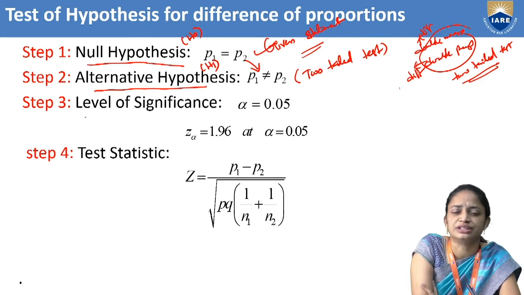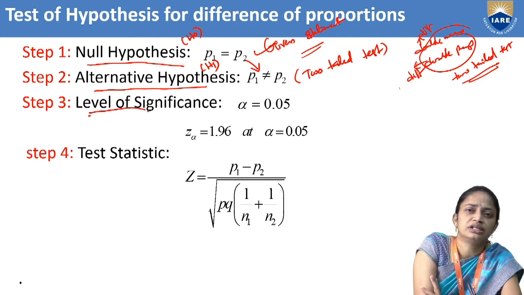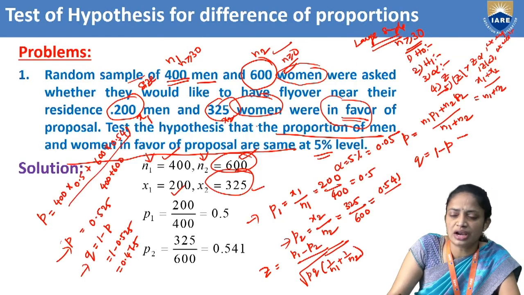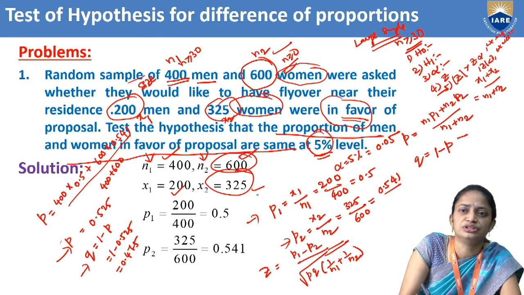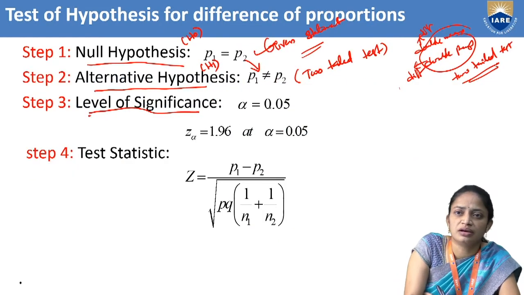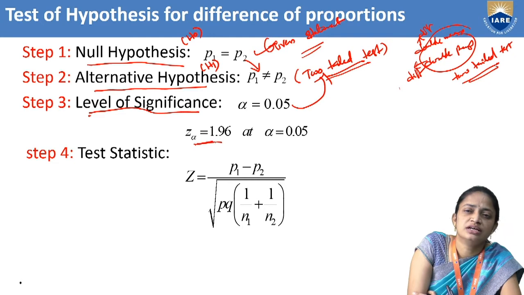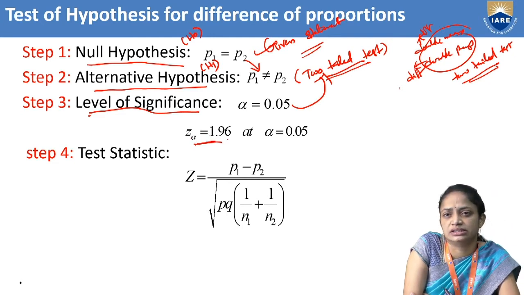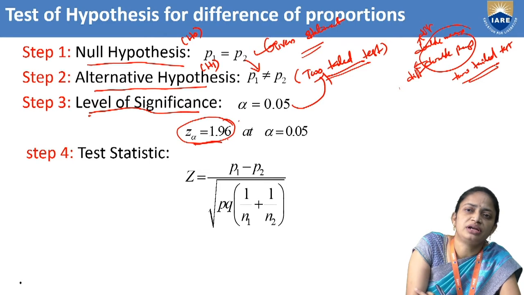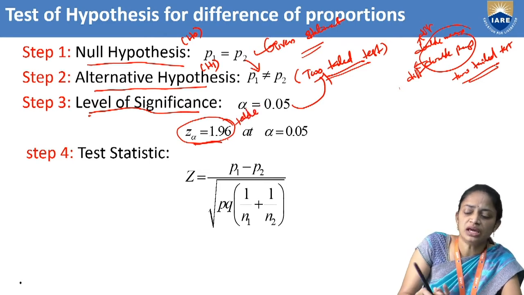Okay, so coming to the next point, that is the third step. What is that third step? Level of significance. Already they have mentioned the alpha value. Alpha value is 0.05, that means 5%. In the case of a two-tail test with alpha value 0.05 or 5%, Z alpha is equal to 1.96. So Z alpha value will be 1.96. This we can take from the table.